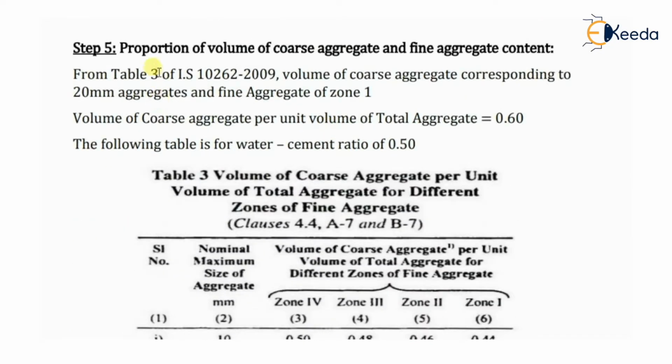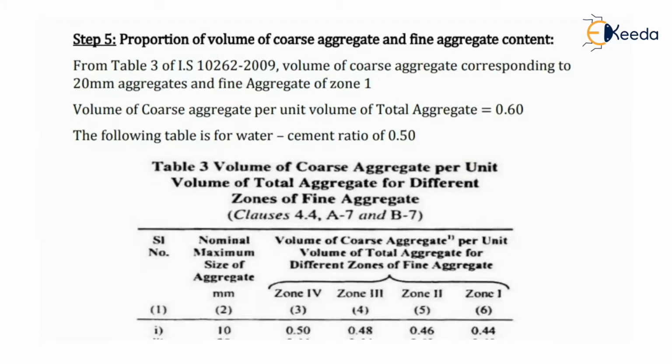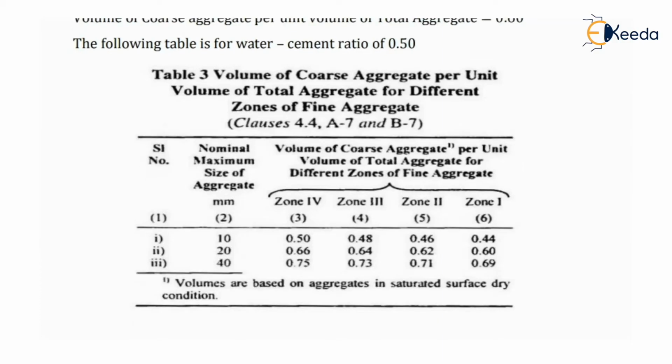Now you have to calculate the proportion of volume of coarse aggregate and fine aggregate content. This step is very important. From table number 3 of IS 10262-2009, the volume of coarse aggregate corresponding to 20 mm aggregates and fine aggregate of zone 1. Let's see the value. The volume of coarse aggregate per unit of total aggregate is 0.60.